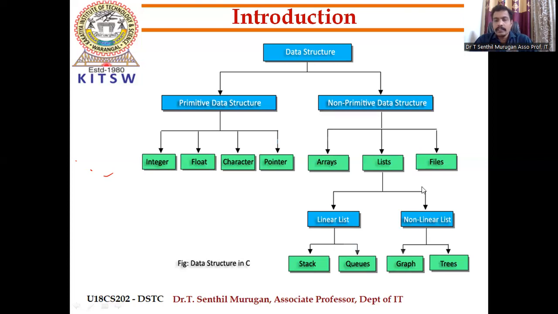We already discussed in the problem solving using programming subject what an array is, how the array works, what a list is, what the types of list are, and what a file is, how to access files, and what the operations of files are. Those things we discussed in the previous semester. In this semester, we concentrate on how this entire non-primitive data structure works. A list is again classified into linear list and non-linear list. Linear lists have stacks and queues, and non-linear lists have graphs and trees.